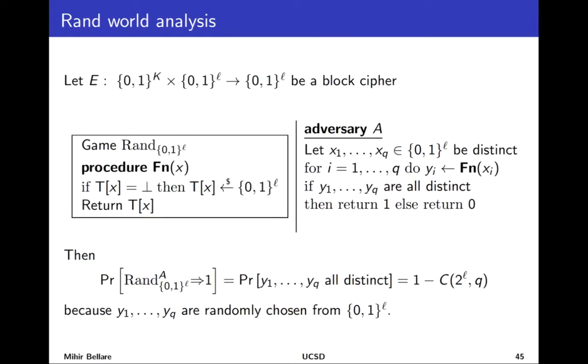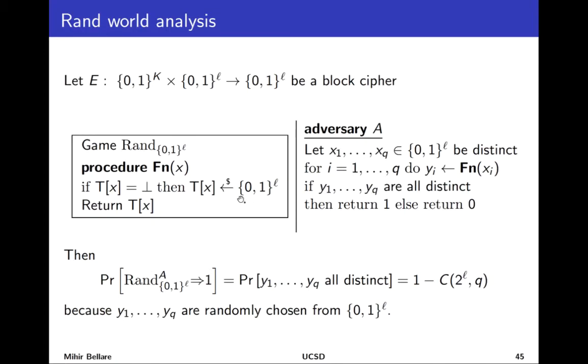Okay, move to the random world. The block cipher hasn't changed. The adversary has not changed. It's the same piece of code. What's changed is the game it's playing, and the code for how FN works now on input X returns a random string of length L over here. The adversary returns 1, which is what we're interested in, under the same condition as before. The replies coming back from FN have to be all distinct. So again, we assess, are they all distinct or not? Or with what probability does that happen?